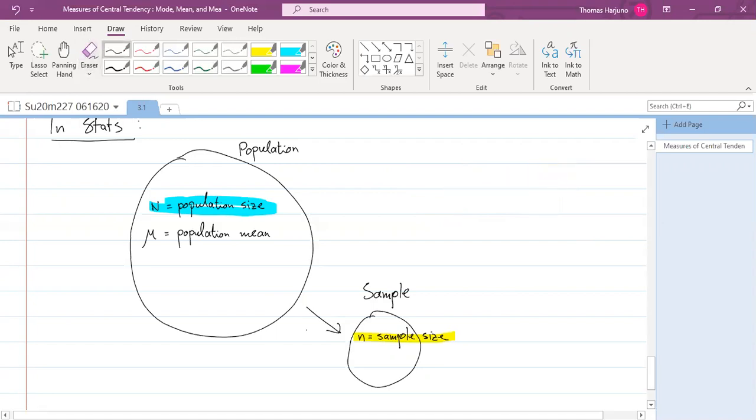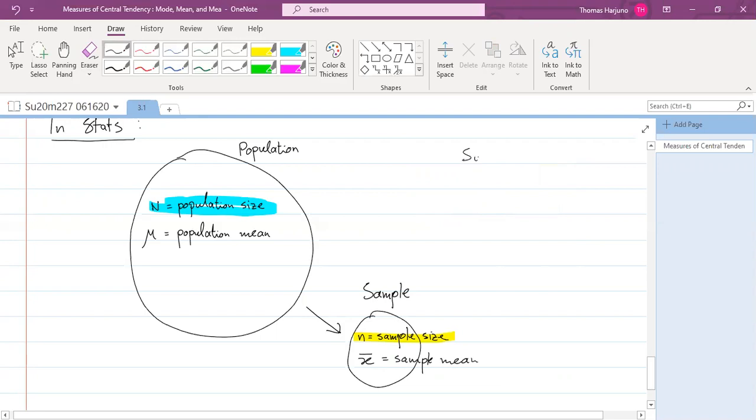Now, how about the sample mean? The sample mean is denoted by x bar. That's the sample mean.